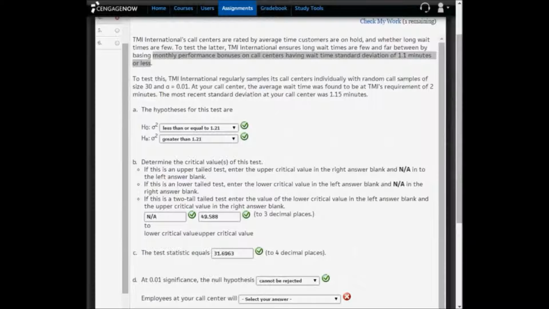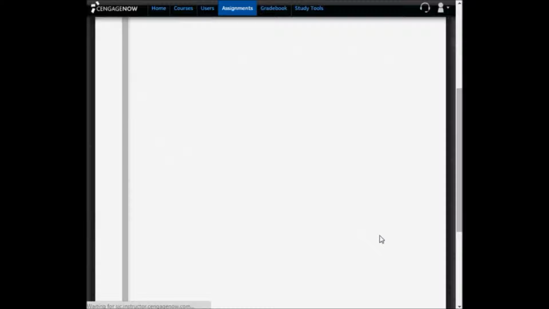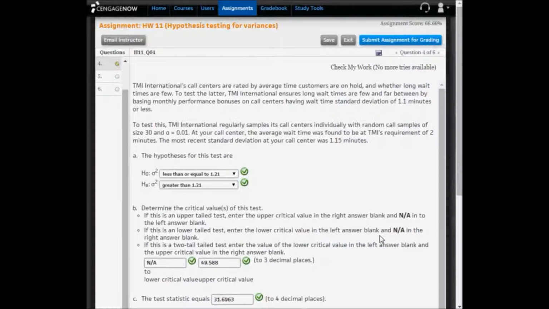And we have. Because monthly performance bonuses are based on having a standard deviation of 1.1 minutes or less, and that statement could not be rejected, employees at the call center will get monthly performance bonuses. And I'm going to go ahead and check my work, and we should have everything correct, and we do.